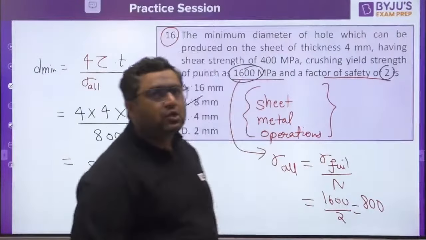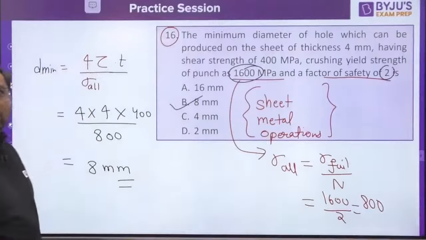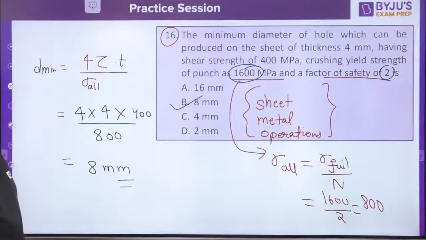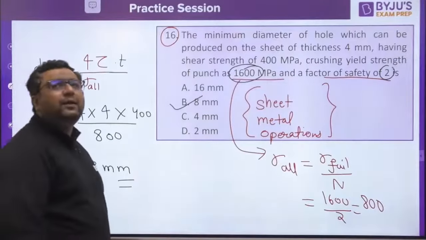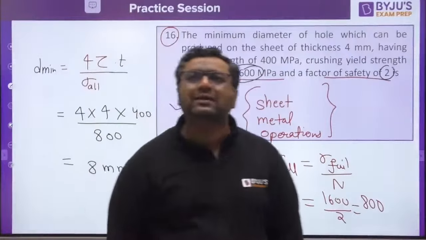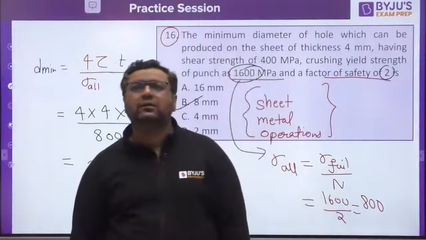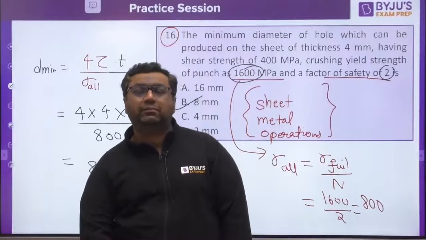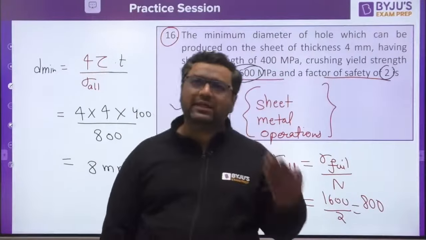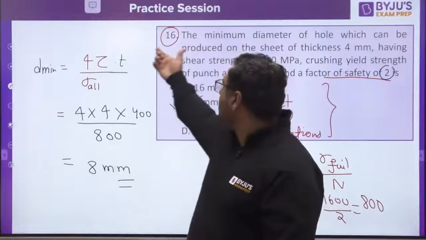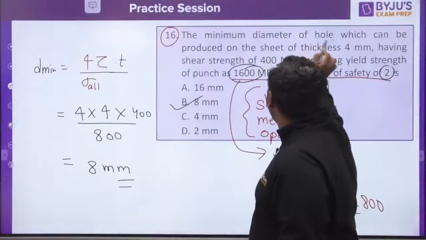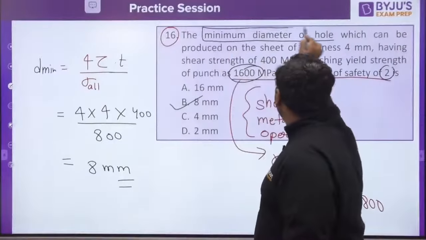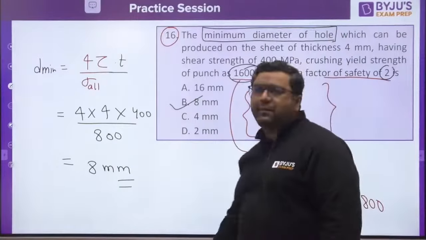Great. So dear, as I said, what you are saying is not for that. 0.032 is used to find the optimum conditions. Here they are asking about the minimum diameter of hole. This is a separate topic in metal forming.